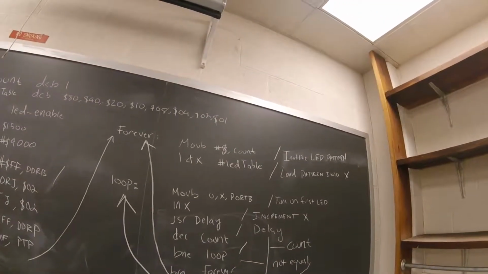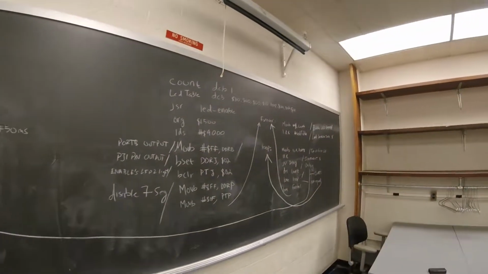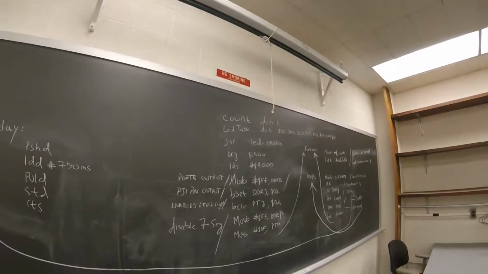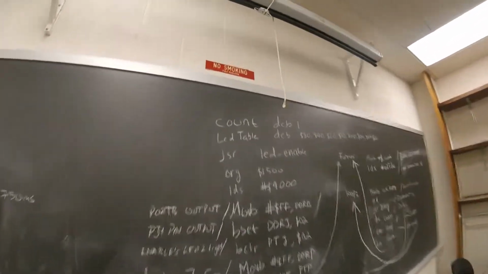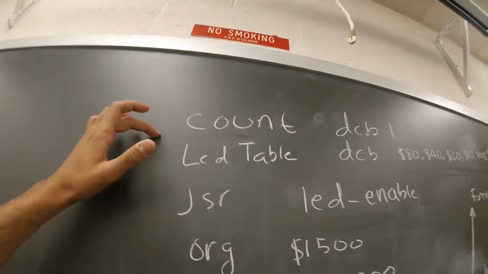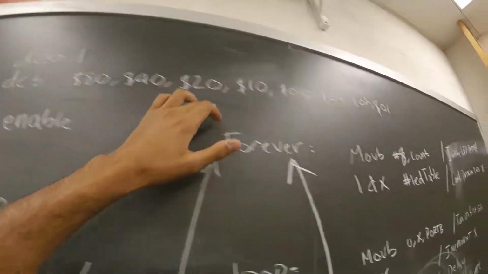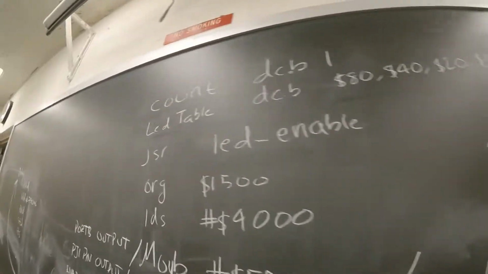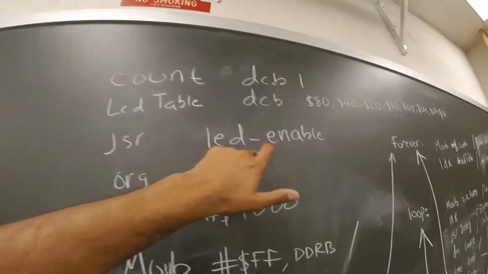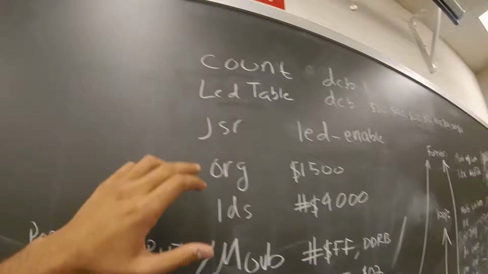This is the code for the sequential LED that we came up with. I'll give you guys a brief look, and then I'll get into detail and explain what everything is. So these are our definitions. We got count, we got the table, which is the pattern that we want our LEDs to light in. We got the LED enable, which is going to enable the LED.